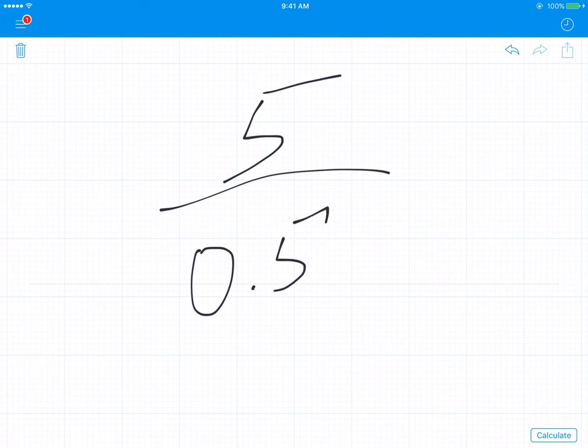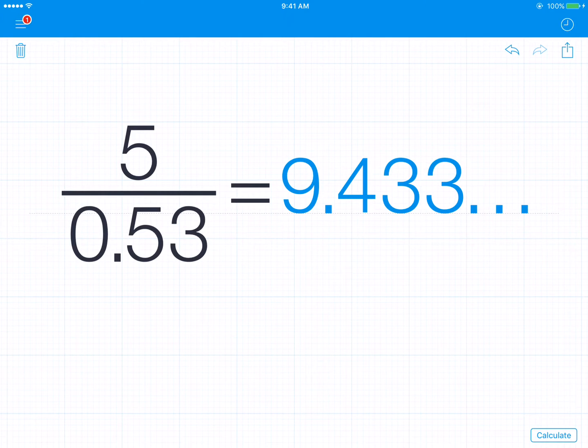Indubitably. Don't think it likes my handwriting. Yeah, close enough.